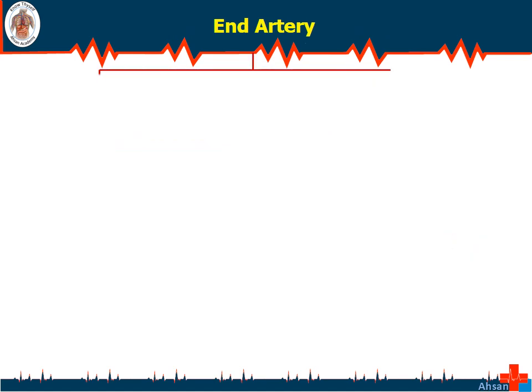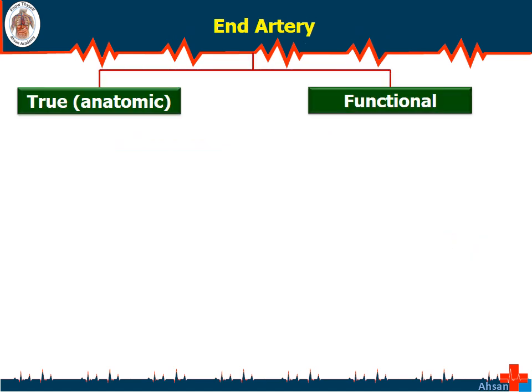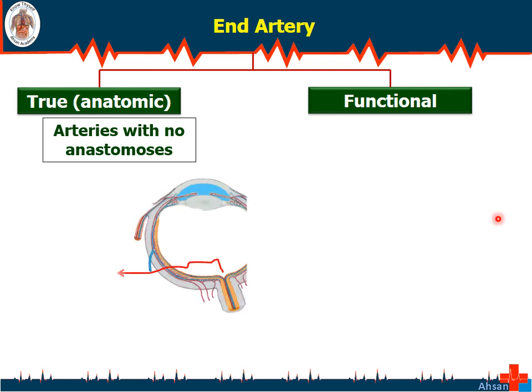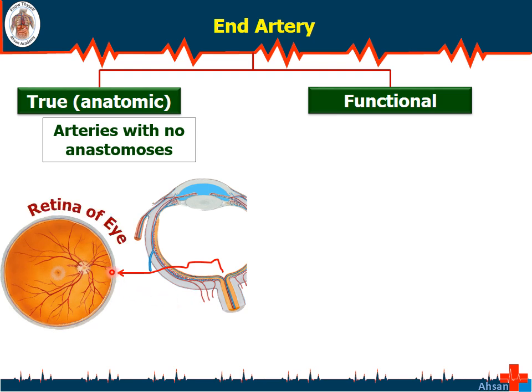An end artery may be of two types. Suppose one has no anastomosis. So obstruction will cause death of the tissue. No collateral circulation is possible there. This is a true end artery. It is observed in the eye. The central retinal artery is a true end artery, and if obstructed, it causes death of the retinal tissue.